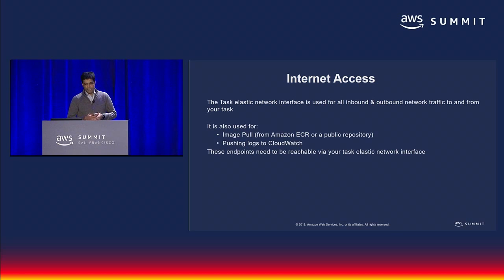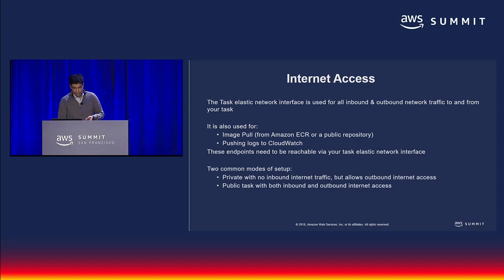With respect to internet access, the ENI is used for all inbound and outbound access. So if you have to talk to other AWS resources, for example, which may not have a private link yet, or you have to talk to the outside world, you use the task ENI. We use it for image pulls as well. So any image that you provide as part of your task definition, we use the networking interface belonging to the task so that the networking policies apply. And also, we use that for pushing logs to CloudWatch Logs.